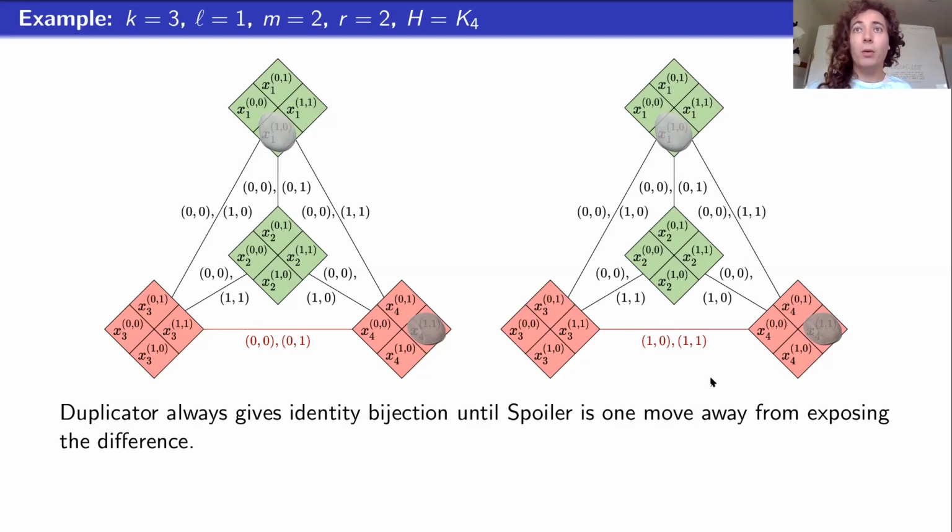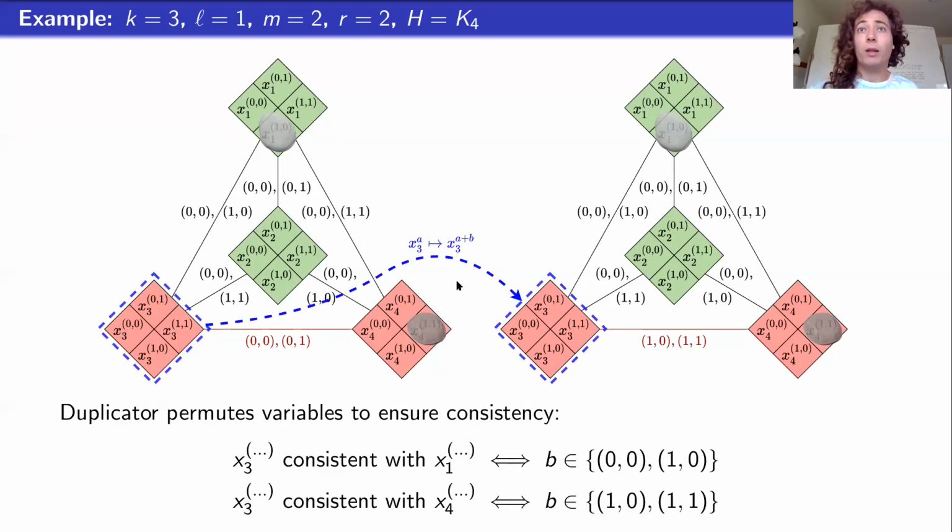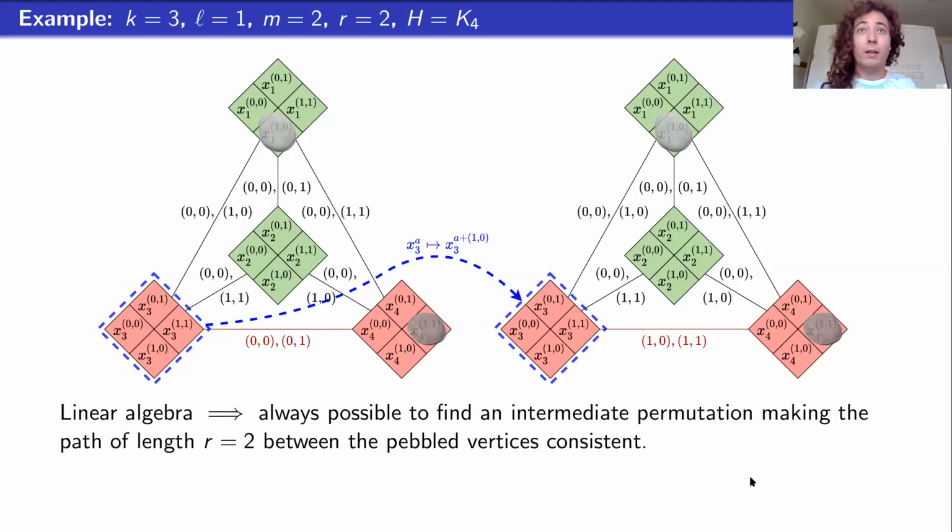So what does duplicator need to do? Well, we have to permute the variables within this little gadget here to ensure that we have consistency. The bijection is going to be defined by sending x3^a to x3^(a+b) for some fixed vector b. That's always the form of duplicator's strategy. And you can just check that by the definition of how this was all defined. If I want to have consistency between the two structures over the x1 and x3 variables, in other words this edge and this edge, then b better be either 0,0 or 1,0. And if I want consistency across this bottom edge, then I want b to be either 1,0 or 1,1. So hey, it looks like we're in luck. If I choose b to be 1,0, then both of these edges will be consistent. And so I'm putting in a 1,0 here.